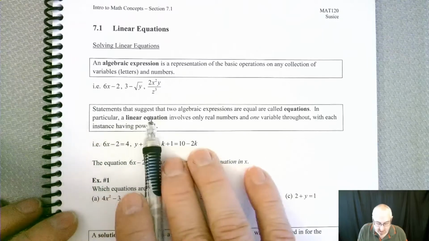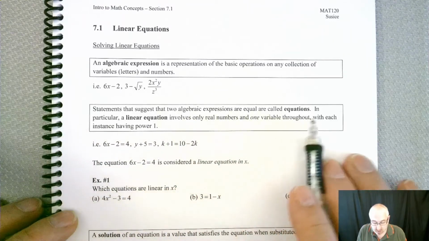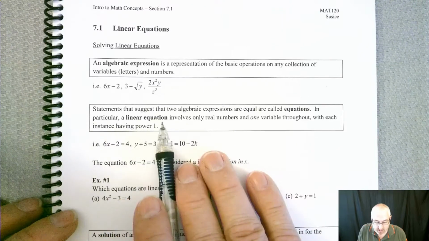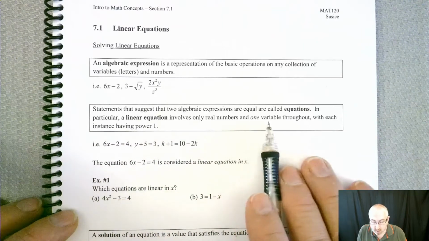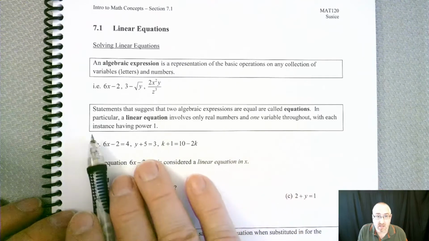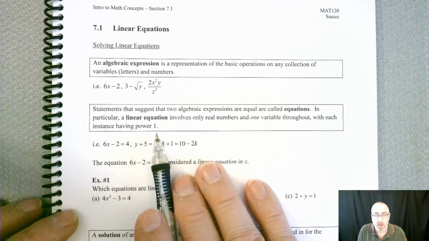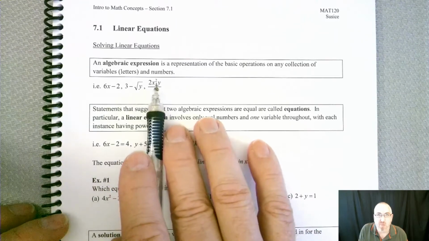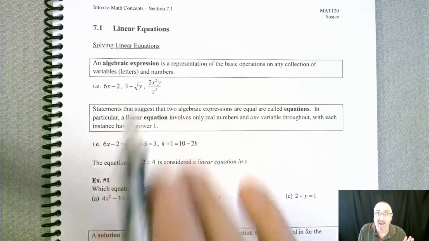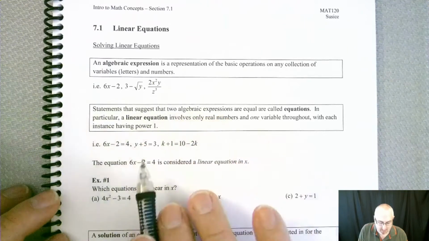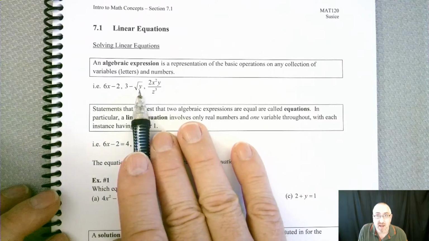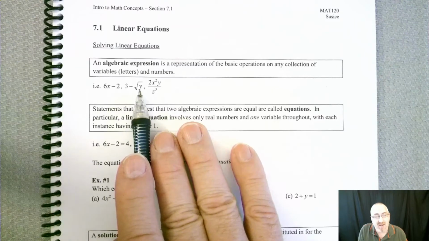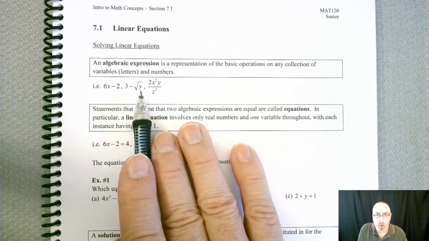Statements that suggest that two algebraic expressions are equal are called equations. In particular, a linear equation involves only real numbers and one variable throughout, with each instance having a power of 1. So we're not going to have these complicated things with a lot of exponents on those variables. Even though this doesn't explicitly have an exponent, technically in math terms, it does have an exponent other than 1. So we're not going to see those types of things either.